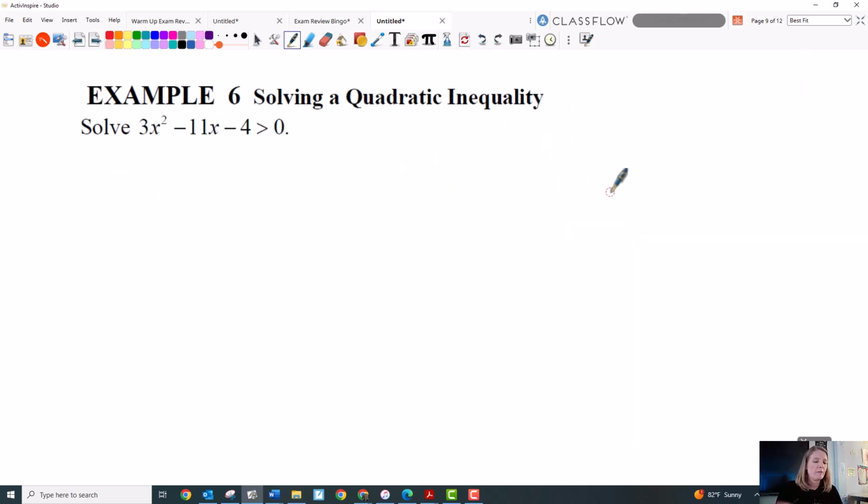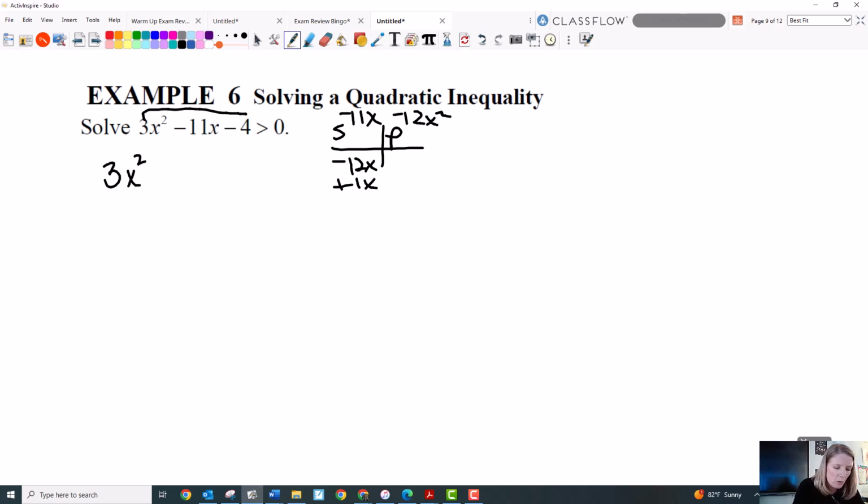Let's do it again. We're going to factor again, but this time it has a number in front, so I'm going to work it all the way out. Negative 11x and negative 12x squared. So what multiplies to give me negative 12 adds to give me negative 11. That's going to be negative 12 and positive 1. So 3x squared, replace the middle, minus 12x plus 1x minus 4.